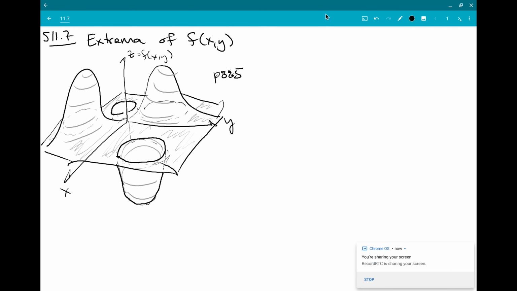All right, so next up, we're talking about extrema of functions of two variables. I went ahead and drew a picture that's kind of a graph that's shown on page 885 of your textbook. Here's the x coordinate, here's the y coordinate, and then up and down is the z coordinate. And what I've drawn is the surface z equals f of x, y.